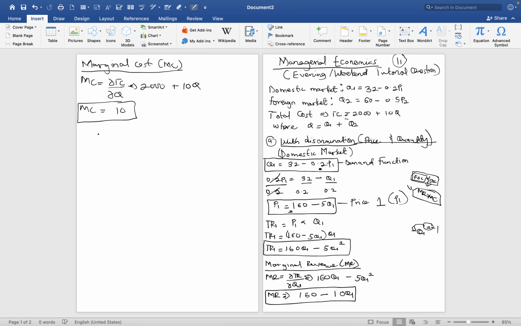So we can now set marginal revenue equal to marginal cost, where the marginal revenue was this, what we solved here, this one. This was our marginal revenue.